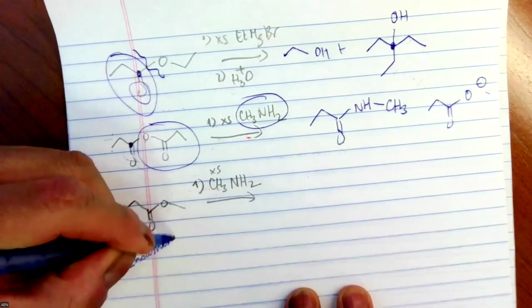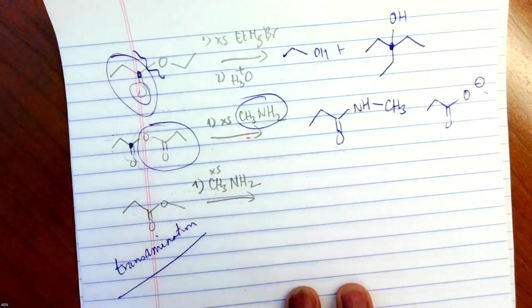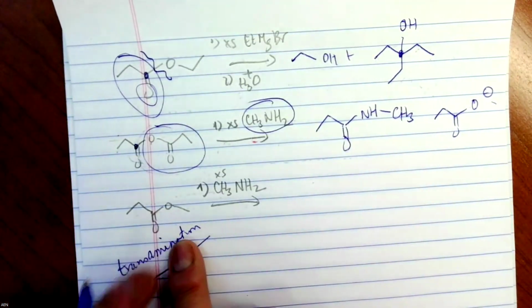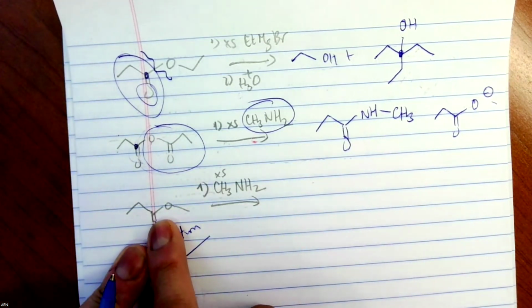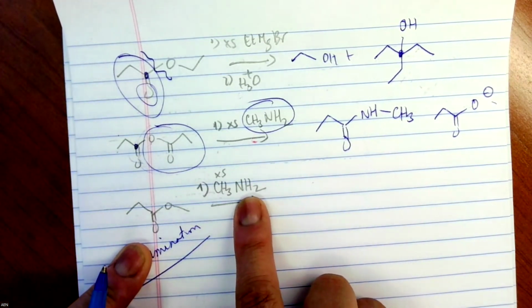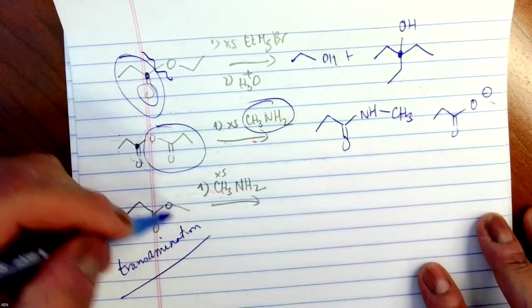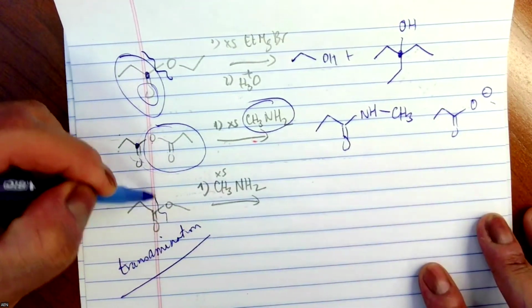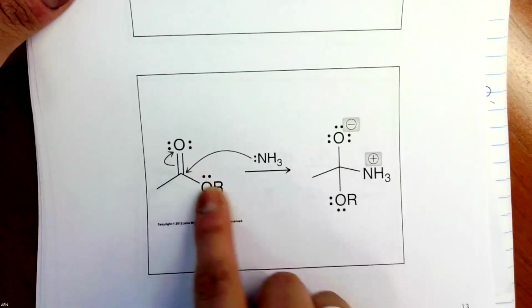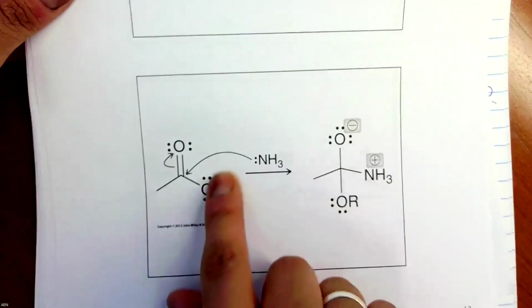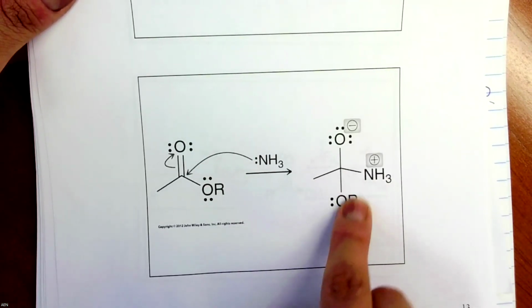transamination. Transamination is the process of changing something into an amine. In this case, it's an ester that is taken to an amine. So this ester will break. Where do we see that reaction? We saw that reaction right here. Ester with amine, you will get the amide, the ester displaced.